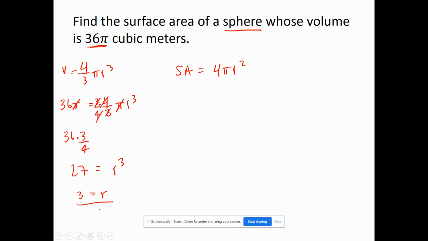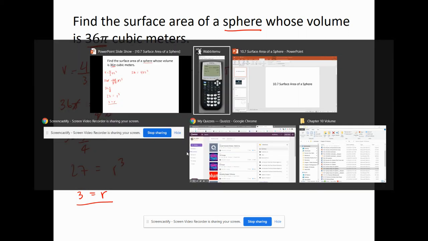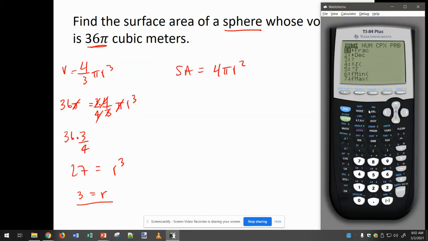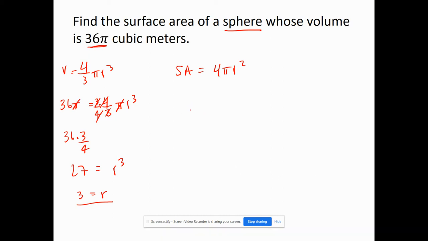So the calculator can do this pretty easily. You go to Math, and then option 4 is the cube root. Then you type in the number that you want the cube root of, and voila, 3. So now we can plug in 3 into our surface area formula to answer the question. 4 pi times 3 squared, and so 3 squared is 9 times 4 is 36 pi.